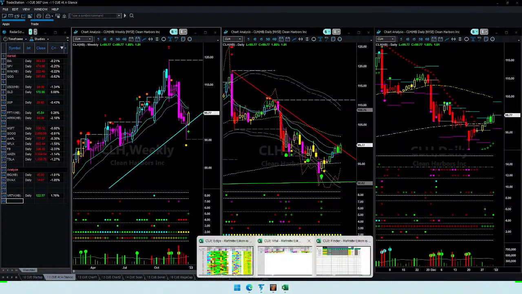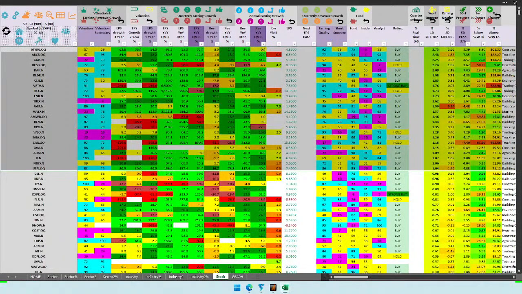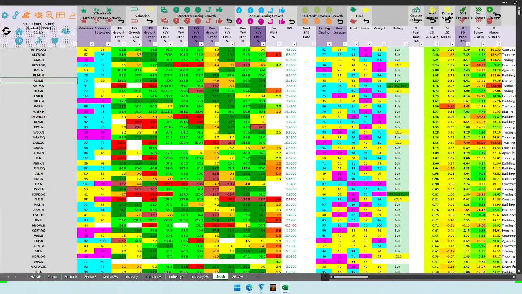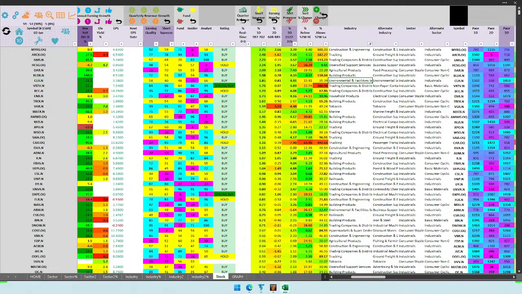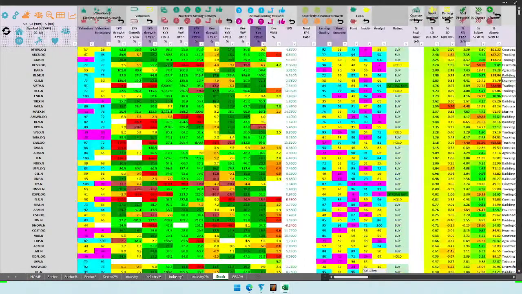Let's check the industry. CLH. Environmental and facilities. Okay, not a very common industry that people trade, but that's fine. Let's look at the stock again.